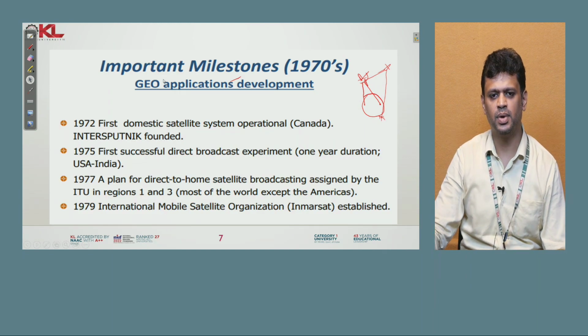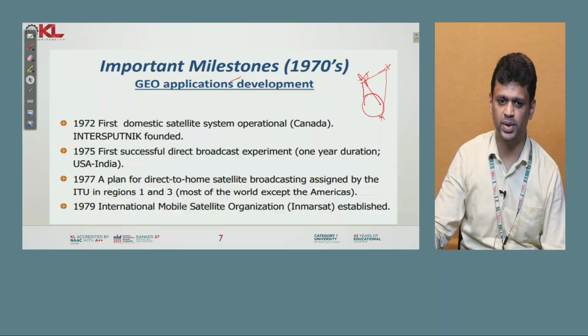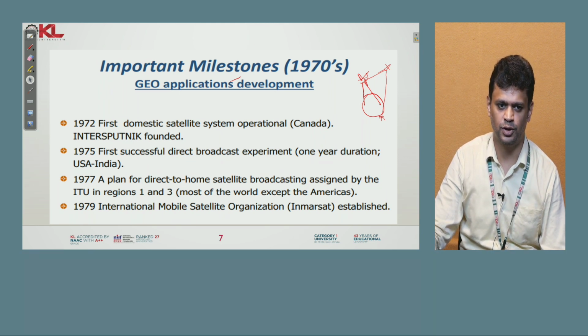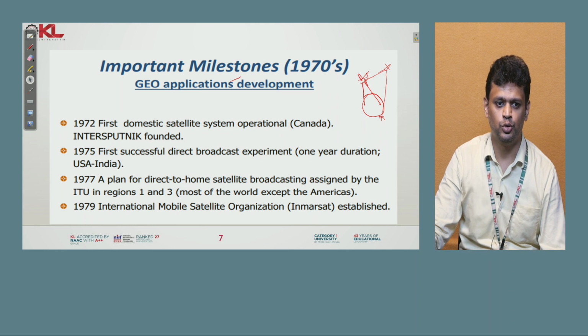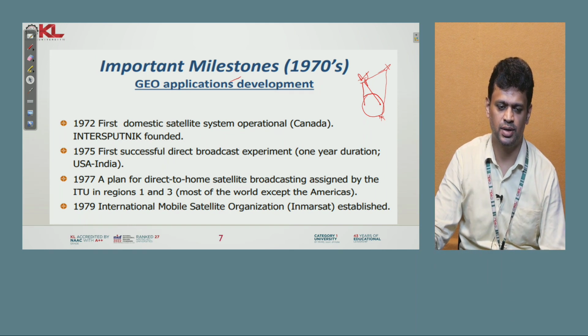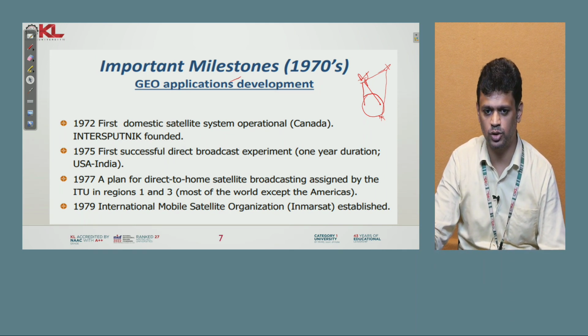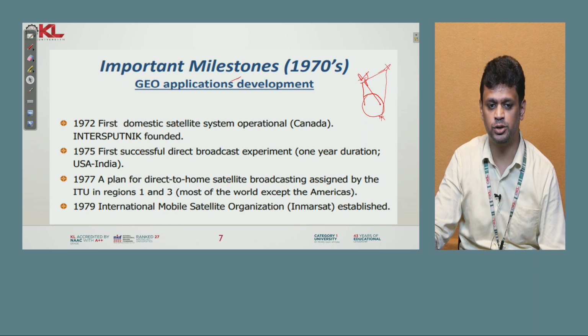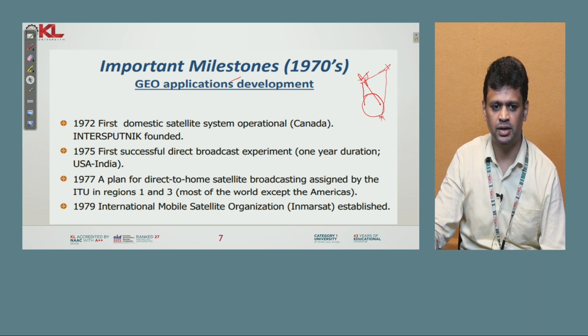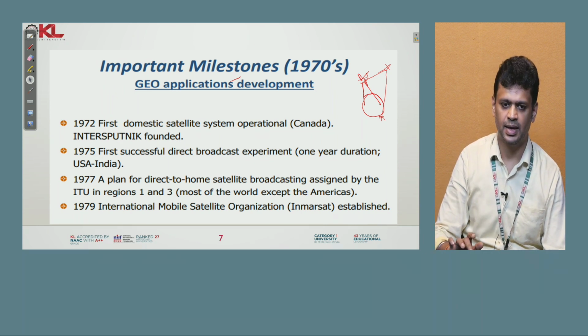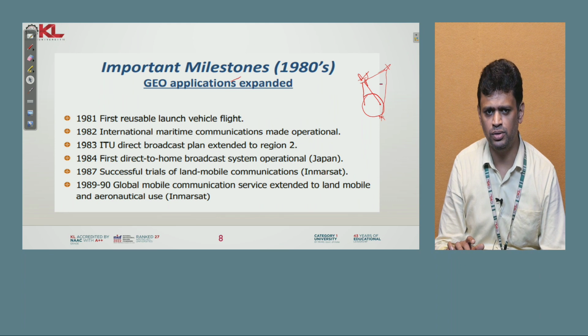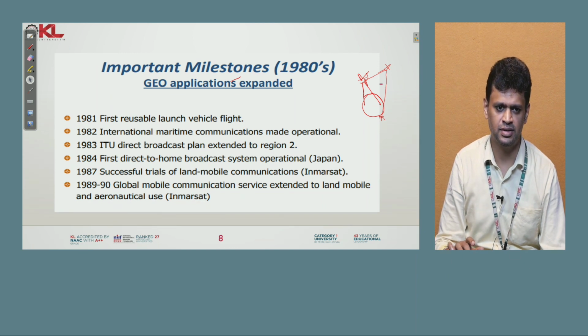So these are the important milestones. In 1972 the first domestic satellite system operational in Canada was successfully launched, and then in 1975 a USA India collaboration satellite was launched. In 1977 direct to home satellite broadcasting, which we call D2H, was launched. In 1979 the International Mobile Satellite Organization, INMARSAT, was established, and later on they also launched their own satellites. From 1981 to 1989 various satellites were launched by various countries.